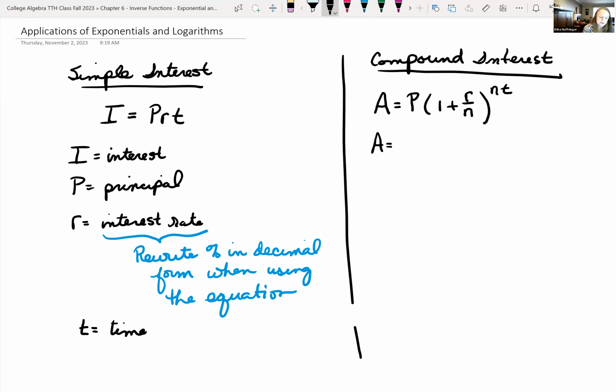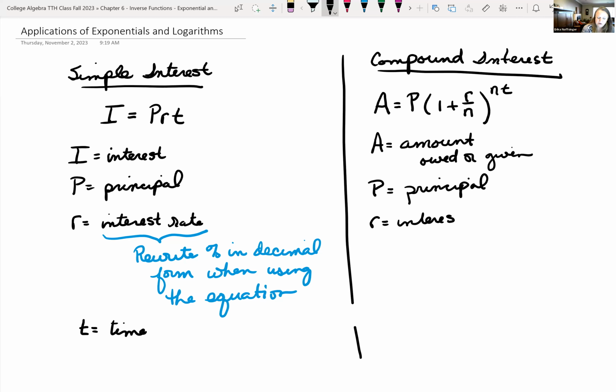So A is equal to the amount owed or given. P again is equal to our principal, so the amount that we're borrowing or we're investing. R is equal to our interest rate. Again, we want to rewrite that in decimal form when we're using this formula. And T is equal to time. N is equal to the number of times compounded per year.